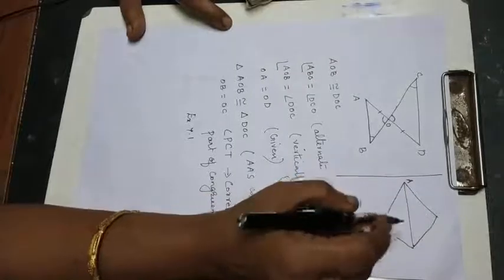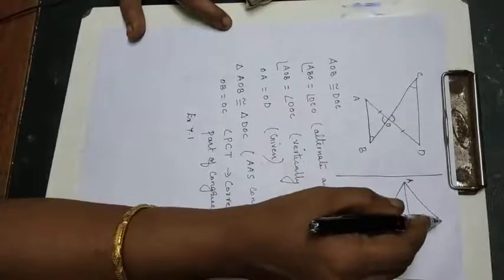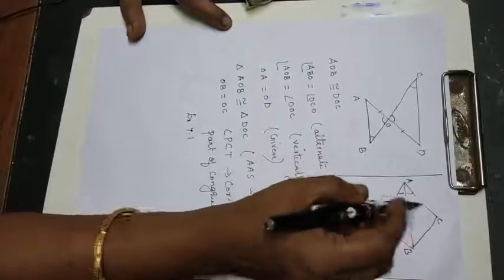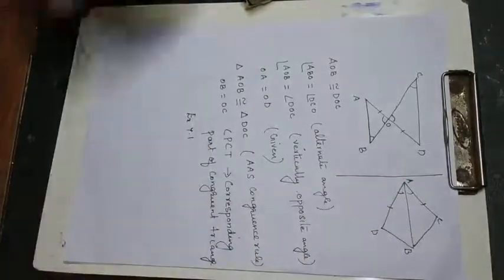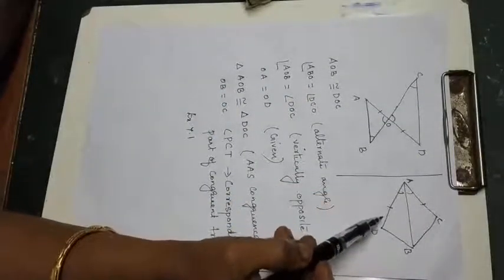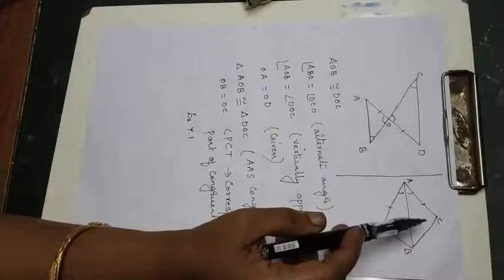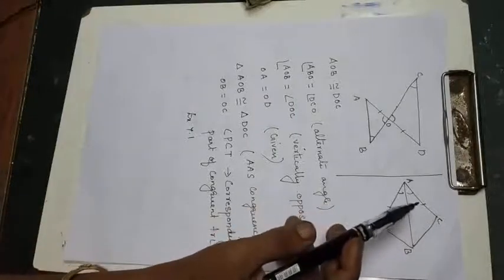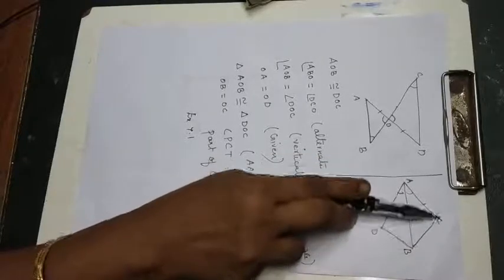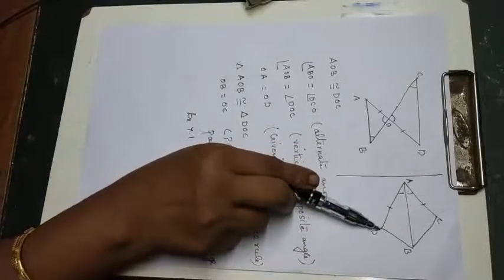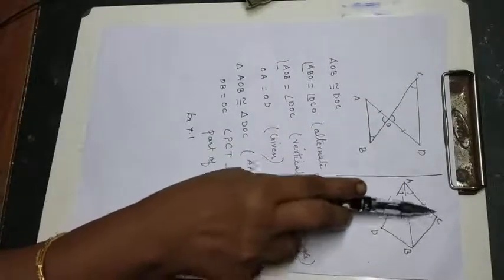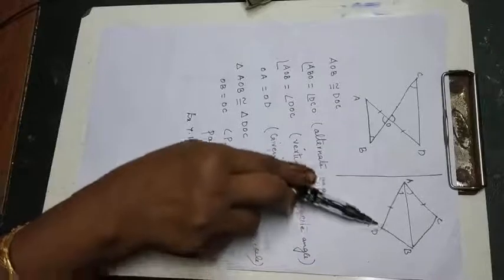So it is given AC equal to AD. Look at the triangle. Which two triangles do you have to prove congruent? First triangle is ABC, and second one is ABD. First one is ABC and second one is ABD.